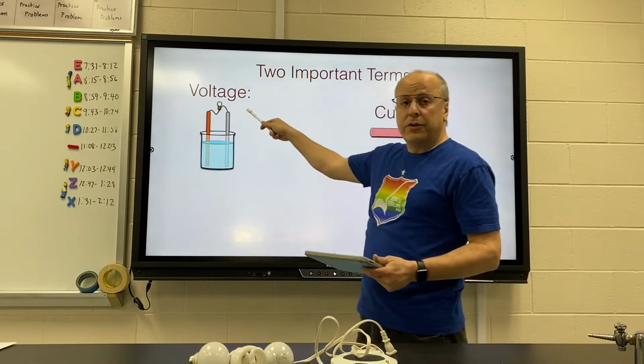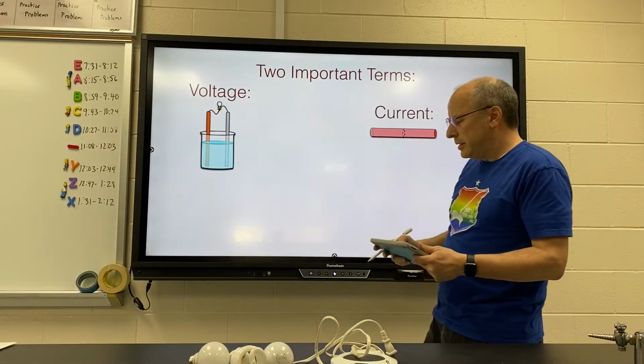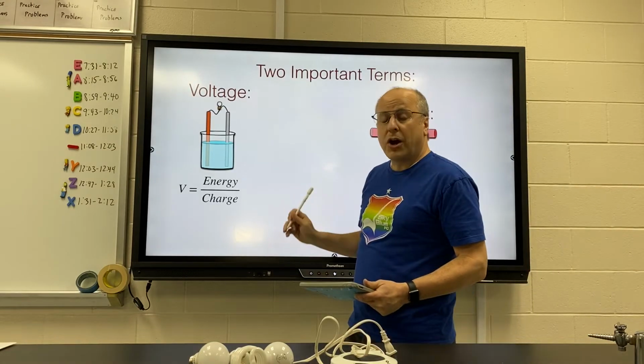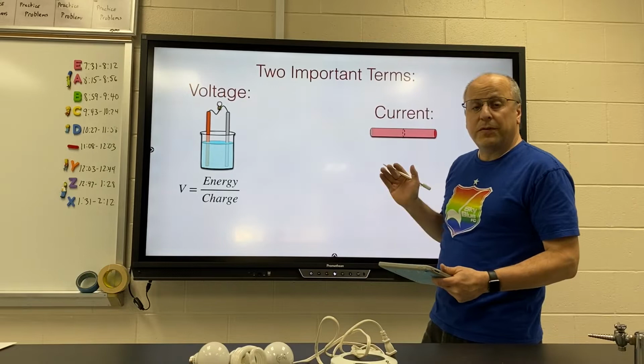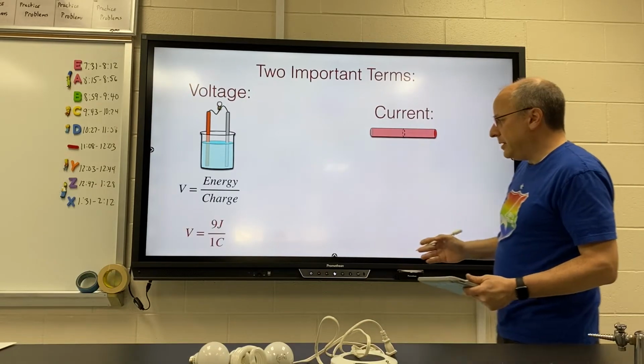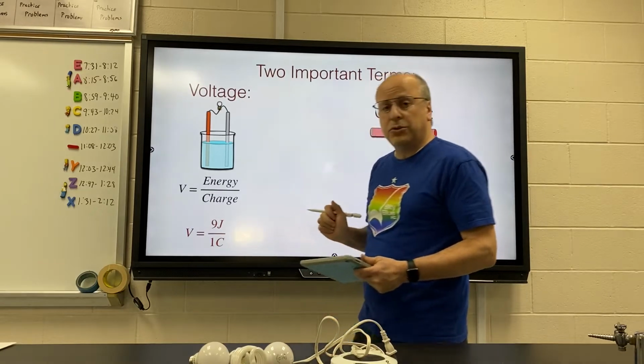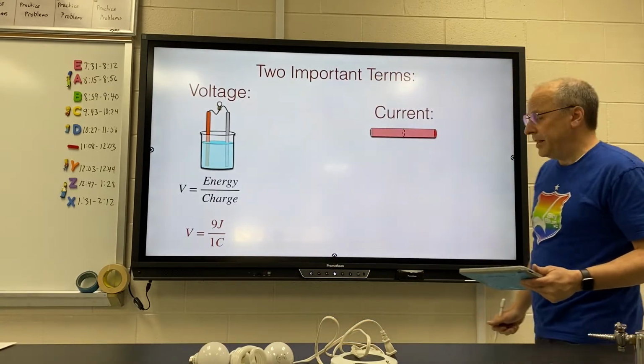When you talk voltage for a battery, remember that it's telling you the amount of energy that you can get per unit of charge from your battery. So if you have a 9-volt battery, that means that each coulomb that comes out of your battery will deliver 9 joules to the external environment.